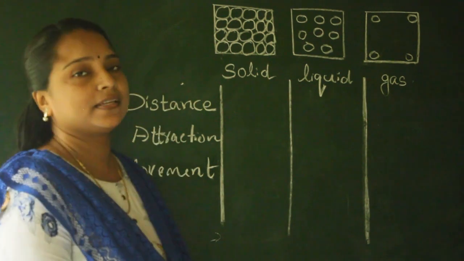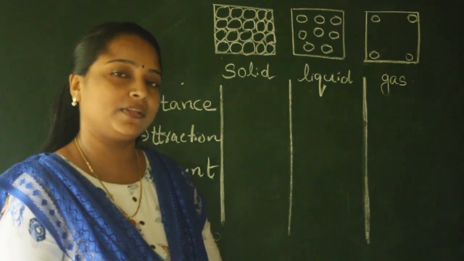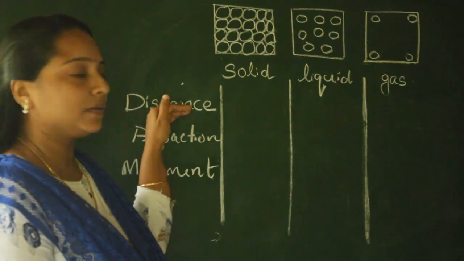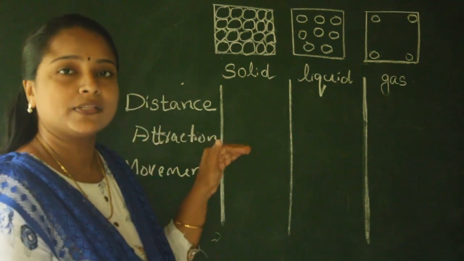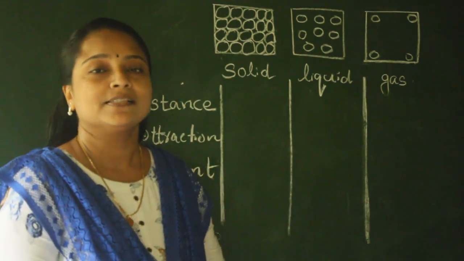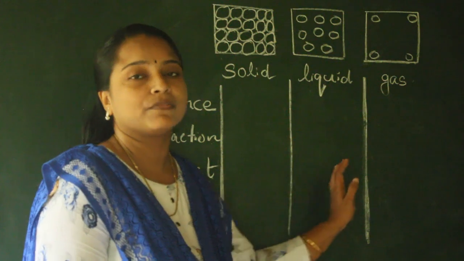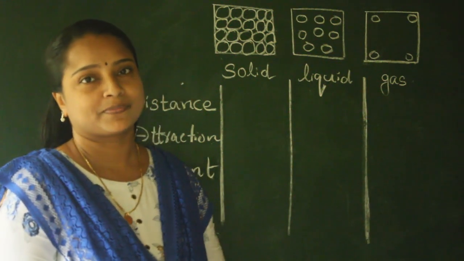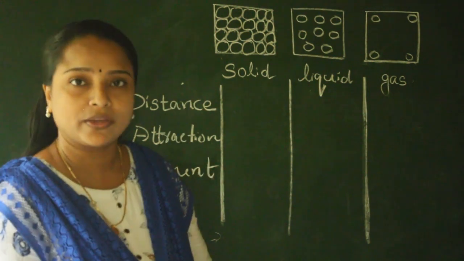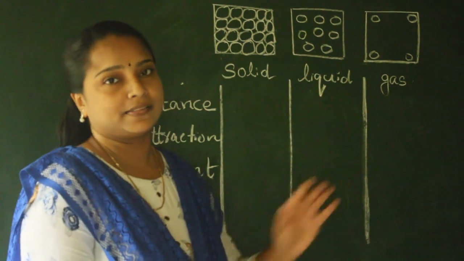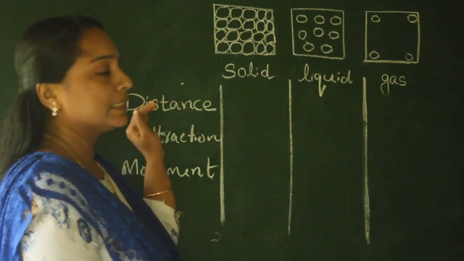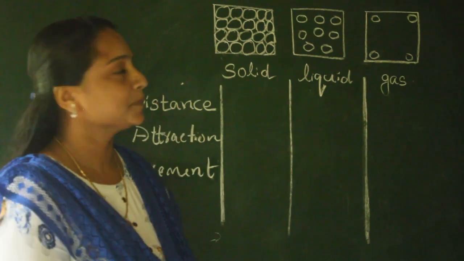And here you can see three characteristic properties of the tiny particles. That is the distance between the tiny particles, the attractive force between the tiny particles, and the freedom of movement of the tiny particles inside the three different states. Let us try to analyze how these characteristic properties vary in the three different states. Okay, the first case, that is the distance between the tiny particles.